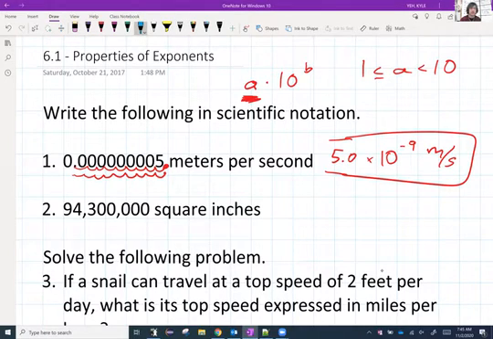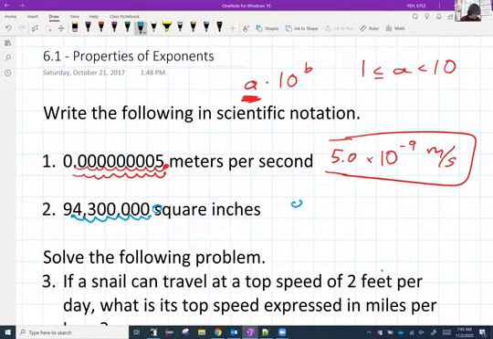94,300,000 square inches. That's a lot. That's a really big number this time. And there is a decimal point because this is kind of 0.0, right? 0.0 is the same as just any integer. So if I want to make this a number written in scientific notation, I'm going to say, how many spots do I need to move the decimal to get between 1 and 10? I would need to move it back this time. 1, 2, 3, 4, 5, 6, 7, it looks like.